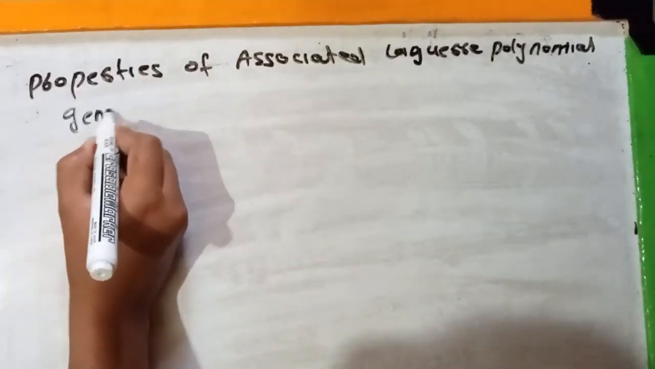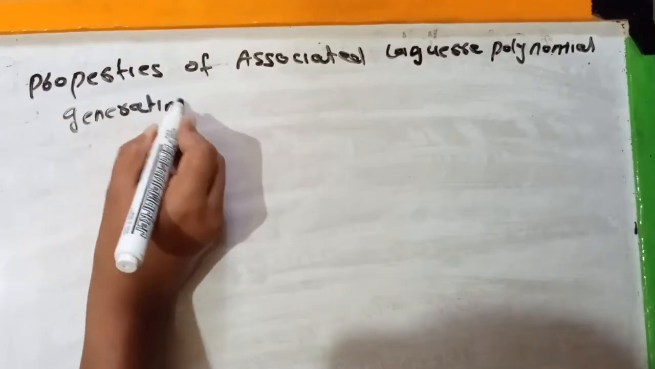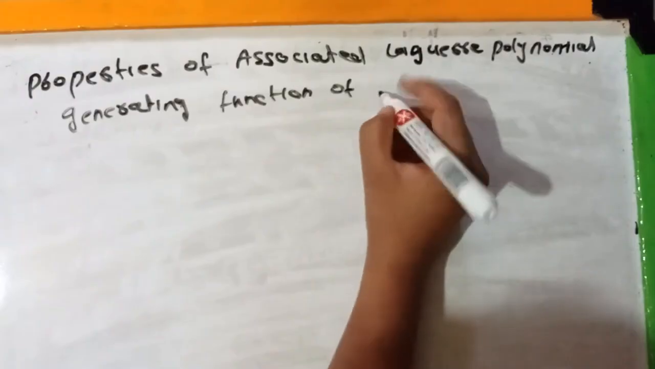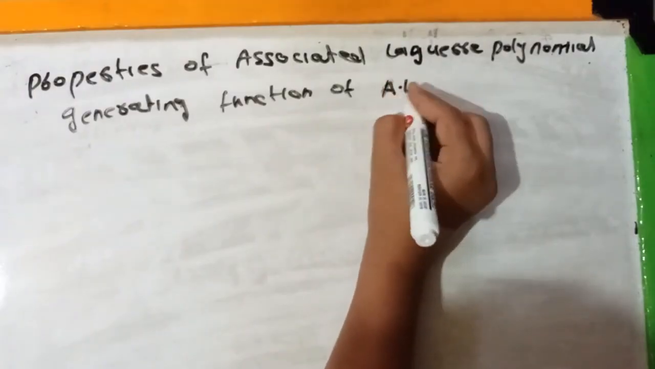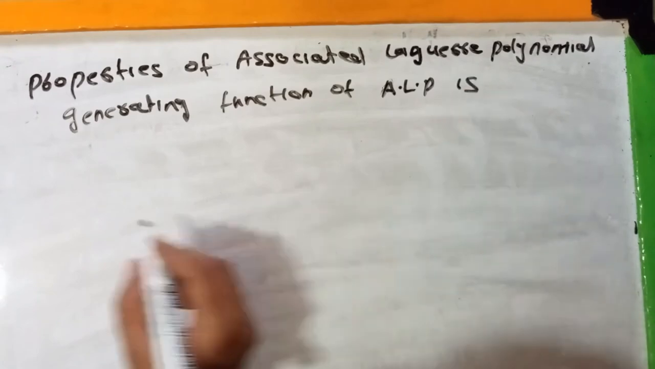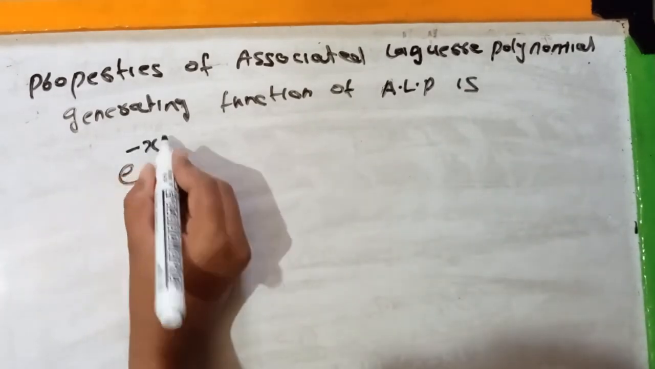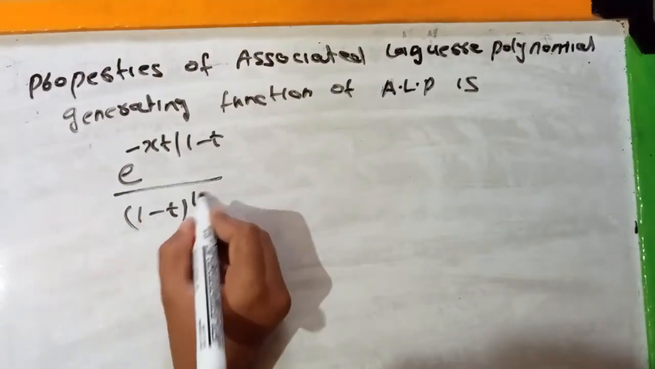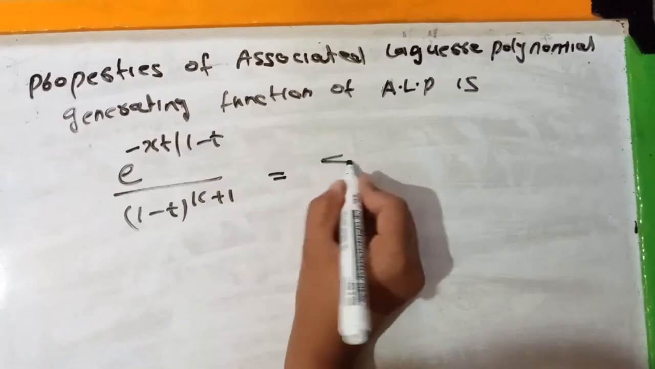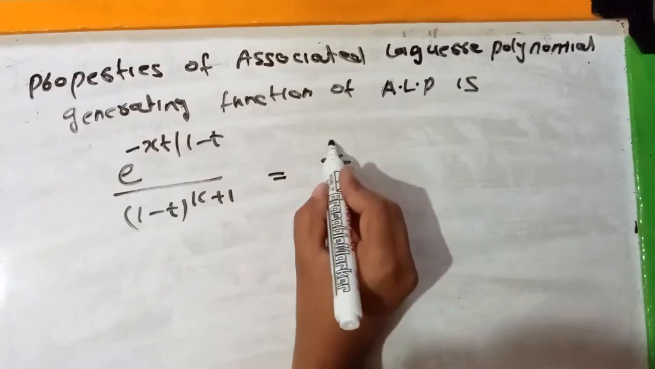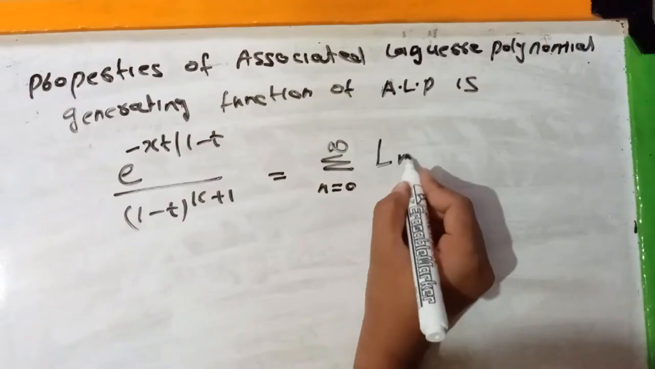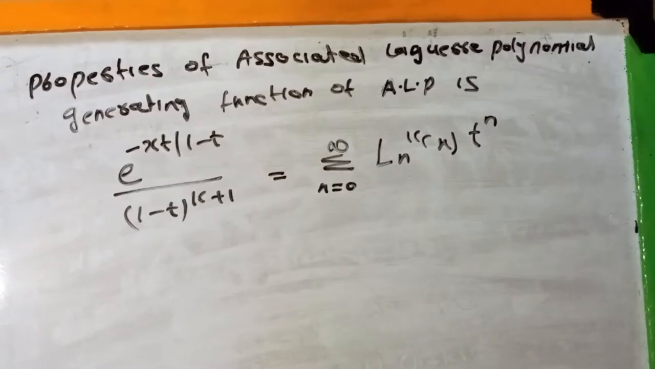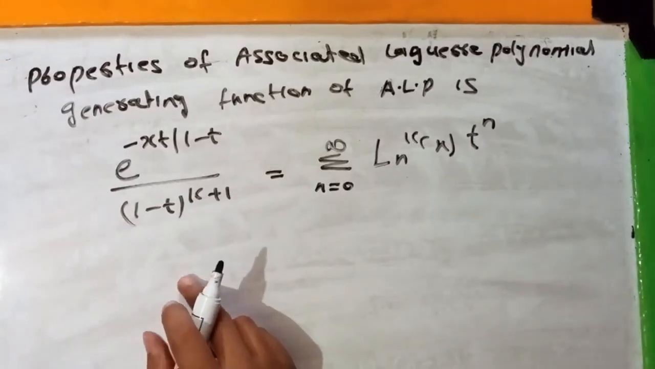Generating function of associated Laguerre polynomial is e^(-xt/(1-t)) / (1-t)^(k+1) = summation n = 0 to infinity L_n^k(x) t^n. Now we will prove this generating function.